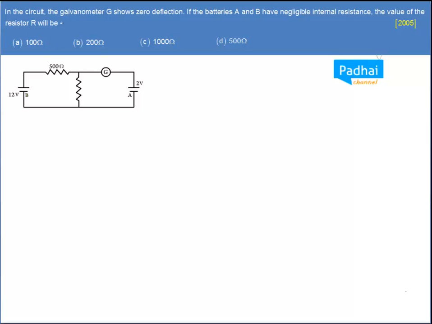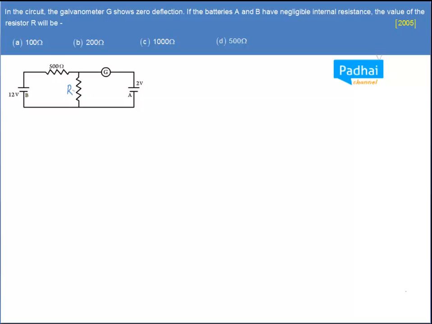In the circuit, the galvanometer G shows zero deflection. This is basically the galvanometer. This is R. If the batteries A and B have negligible internal resistance, what will be the value of R, right? These two have negligible resistance, and these are the two batteries basically, right? And they have negligible resistance.